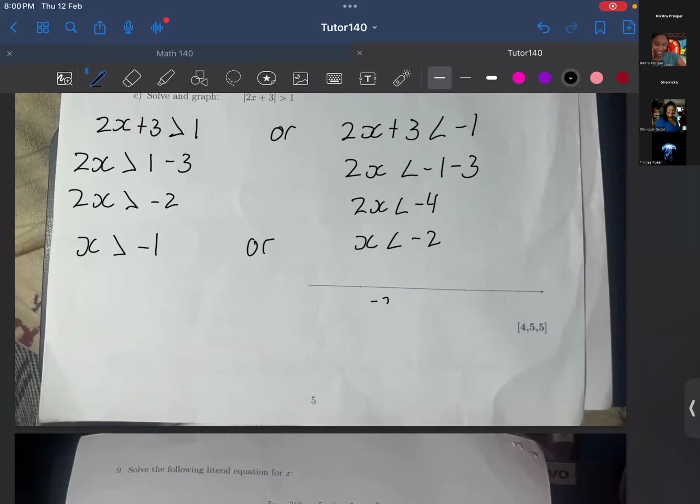So I'm just going to put my negative 2 here, and then negative 1 here, negative 3, negative 4, negative 5, 0, 1, 2, 3. X is less than negative 2: open circle, remember, be mindful of the circle you're using. Or x is greater than negative 1: open circle, go this way. So we should have two answers.